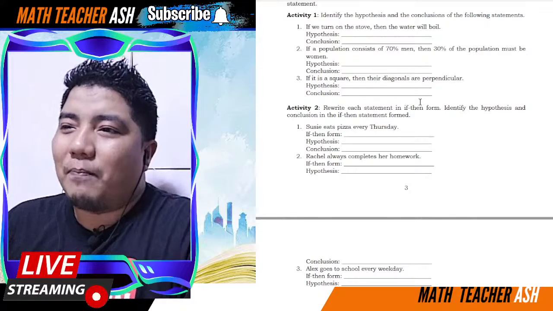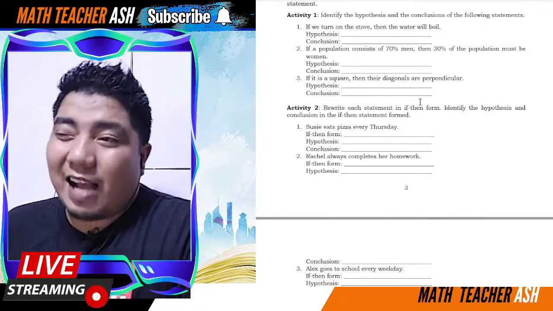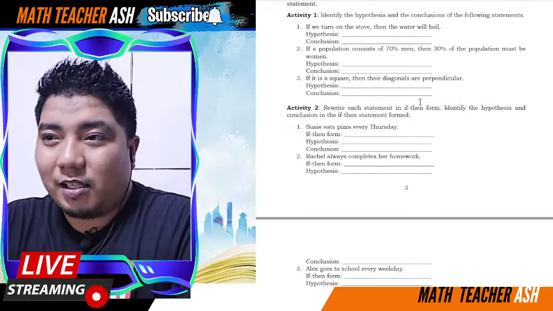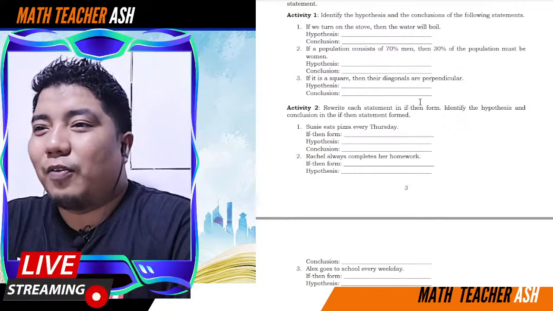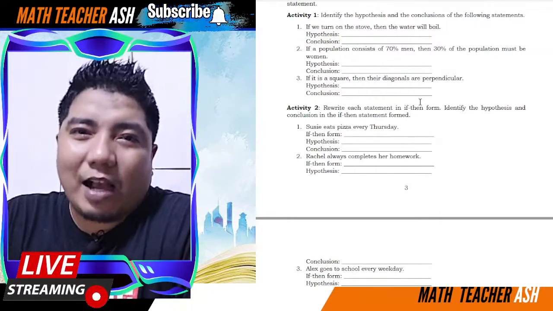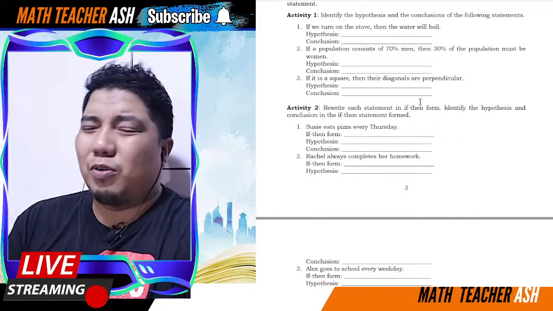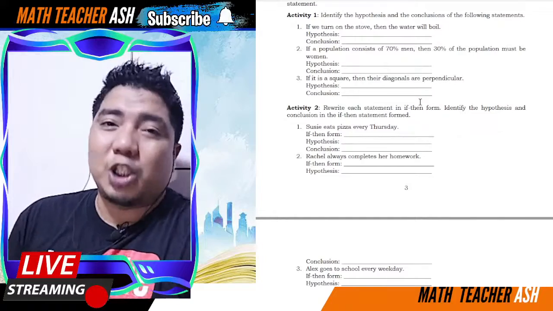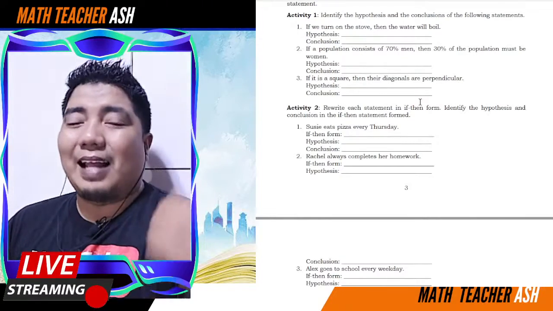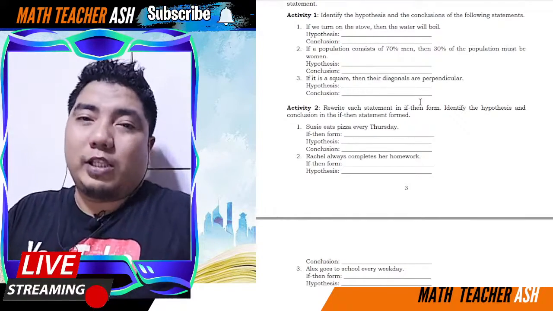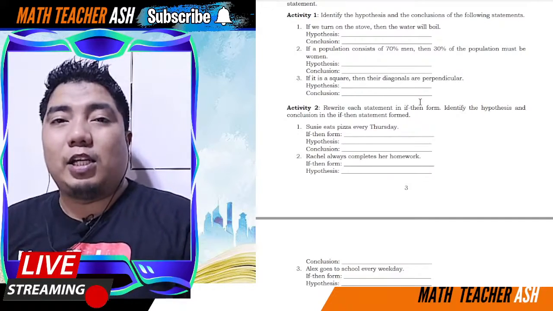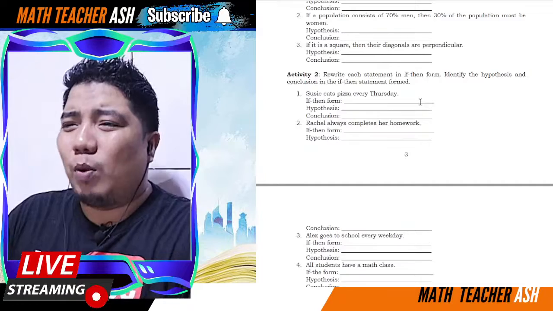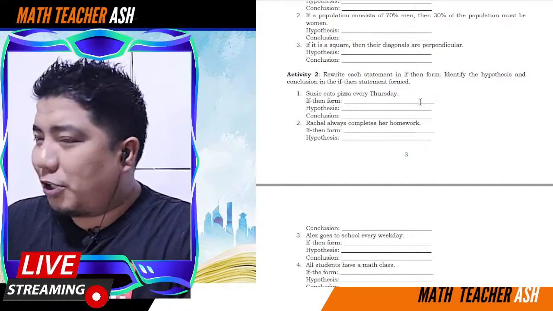Okay, number 3. If it is a square, then their diagonals are perpendicular. Of course, for the hypothesis, it is a square. For the conclusion, their diagonals are perpendicular. So, my dear math learners, kapag nakalagay dito siya or nakastate siya sa if and then na format, napakadali lang alamin kung sino si hypothesis at sino si conclusion. Okay, so ganun lang kadali ang activity 1, my dear math learners.